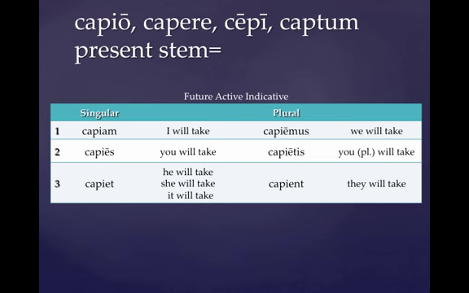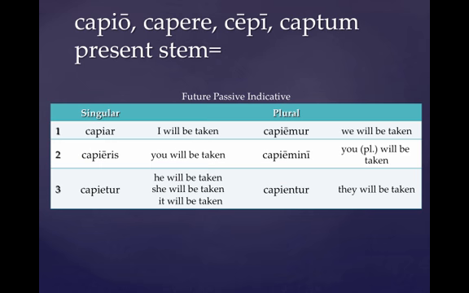In the future, again, we have our replacement of the present vowel with the future vowel. So we get capiam, capiēs, capiet, capiamus, capiatus, capiunt. And again, you know you're in the future because we have that future vowel being used, okay? And then in the passive, capiar, capieris, capietur, capiamor, capiamini, capientor.